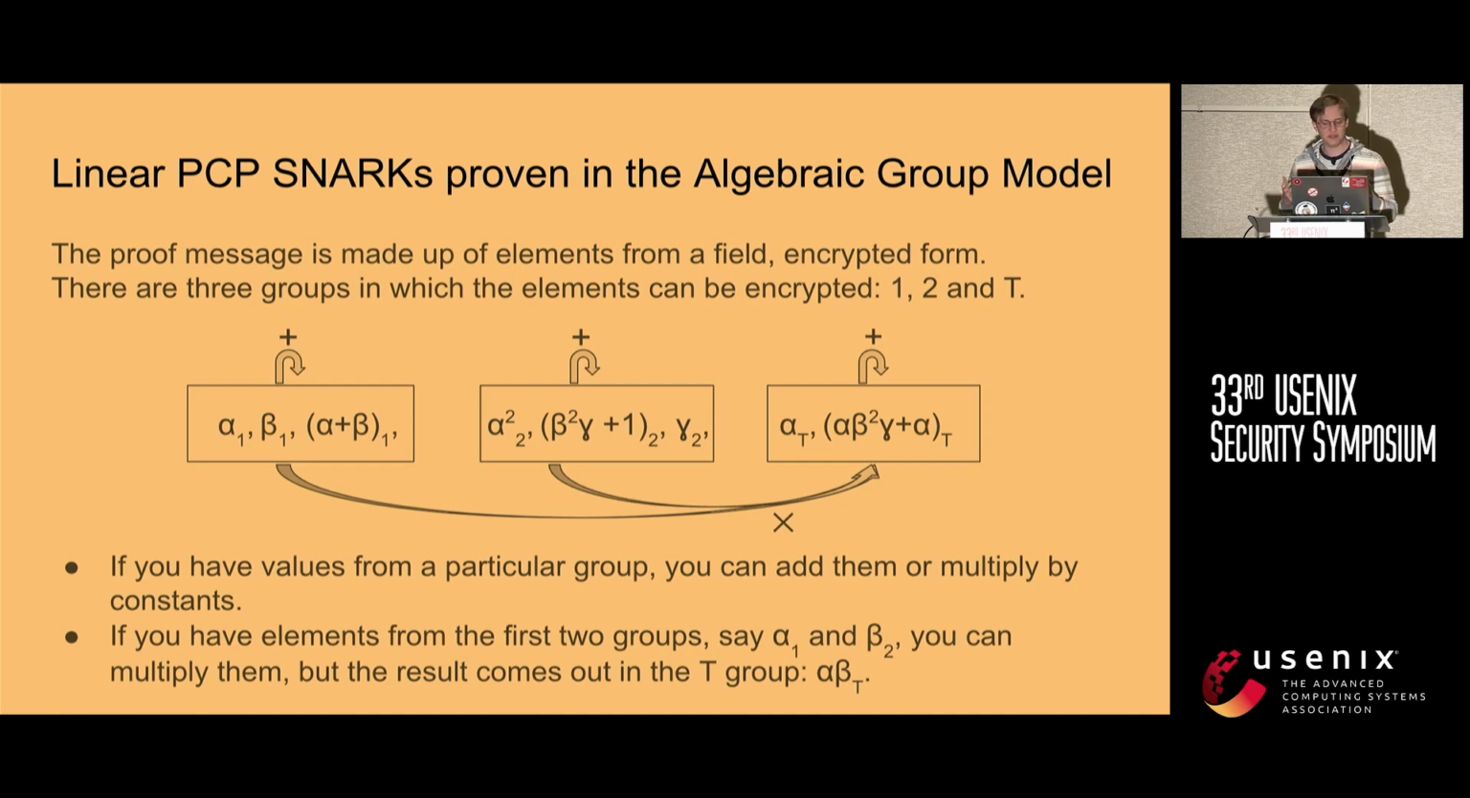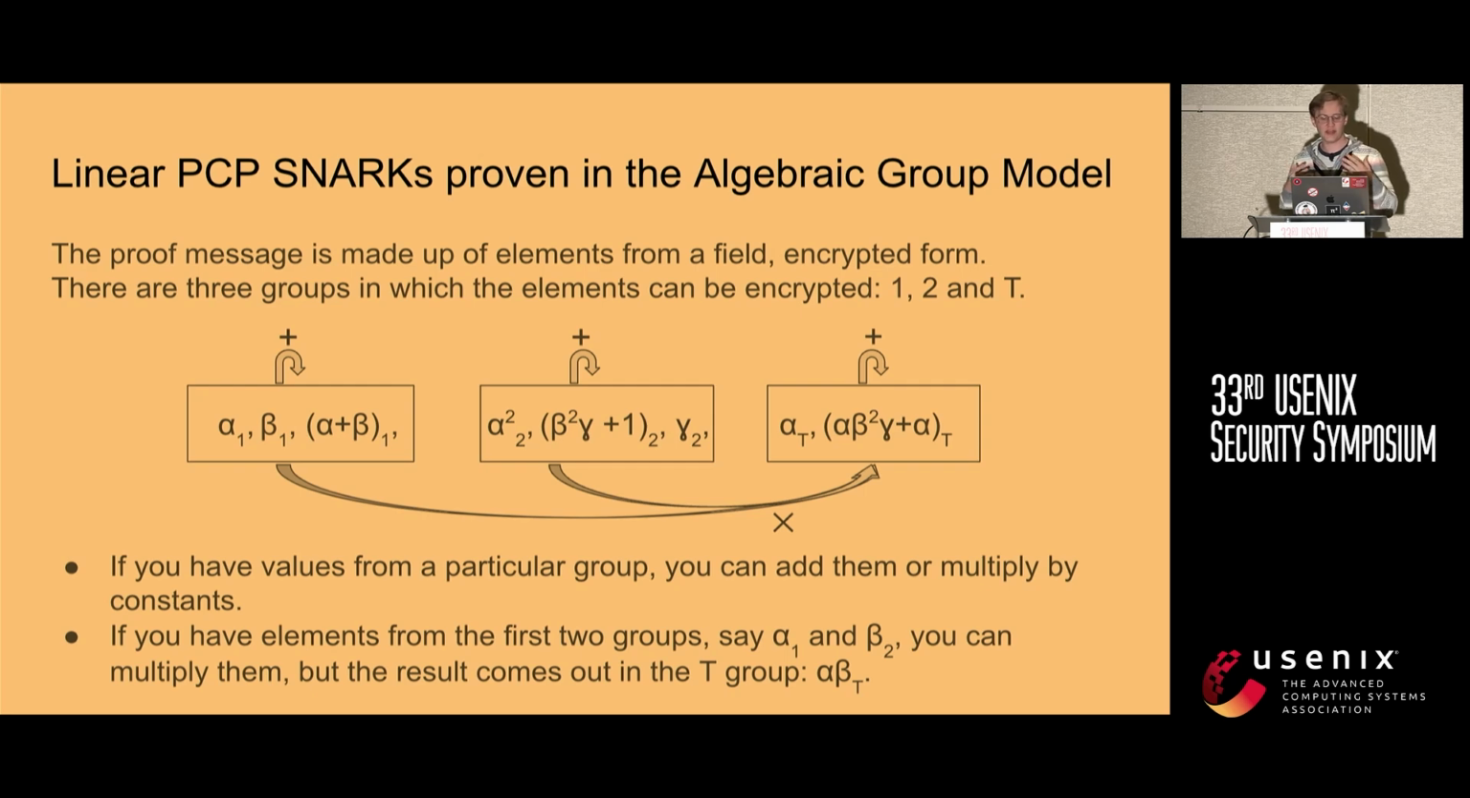So for a linear PCP SNARK, the proof message is going to be made up of elements from some field, but in an encrypted form. They're going to be encrypted to these elliptic curve groups. And there are 3 groups in which the elements can be encrypted. There's the first group, there's the second group, and then there's this target group.